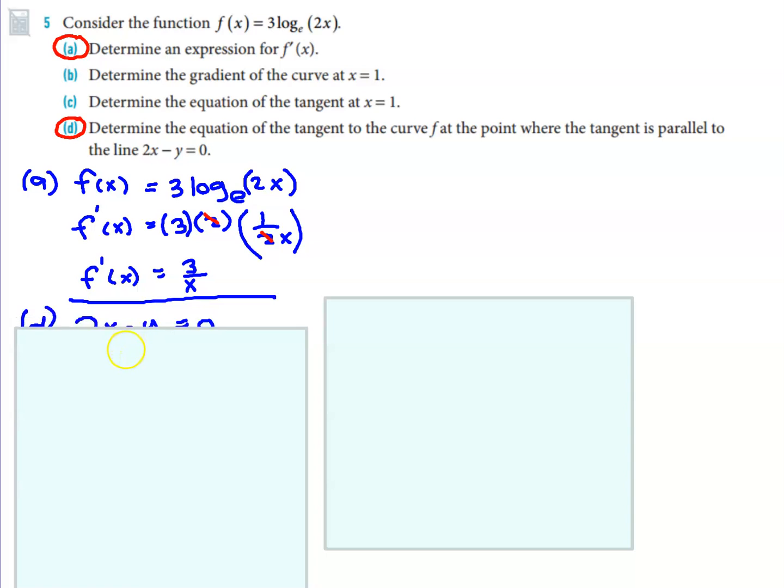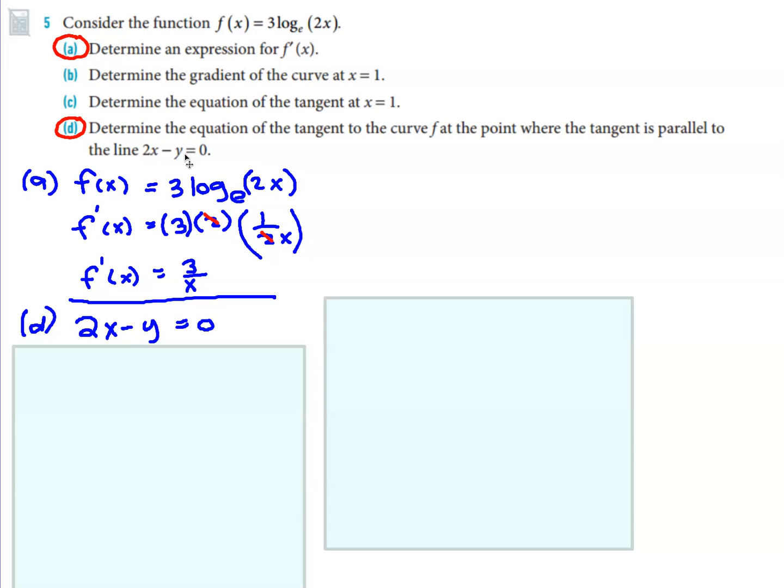Okay, moving on from that, let's now start question D. Now this is effectively the same question as number 4, but there's a bit of a twist. They're not telling you what the gradient of the tangent is or the gradient of the curve is. They're saying the tangent is parallel to the line 2x take y equals 0. So we have to basically find the gradient of that line first, and that's the value we'll use to find the equation of the tangent line.